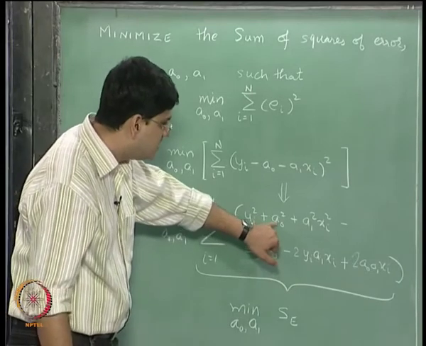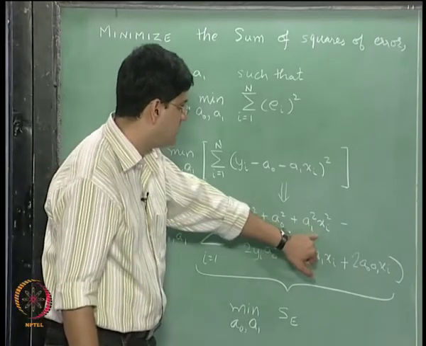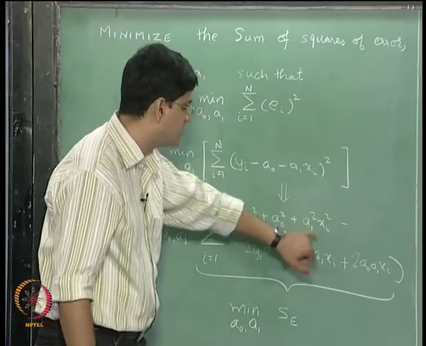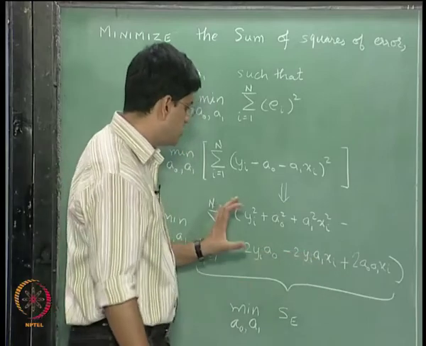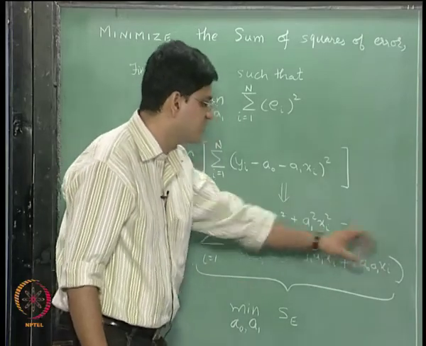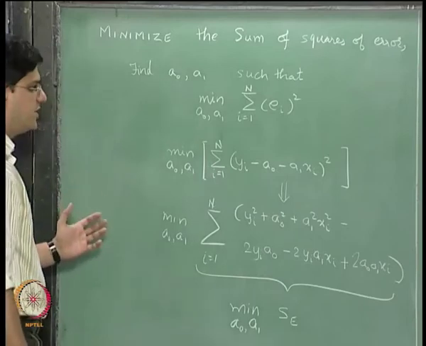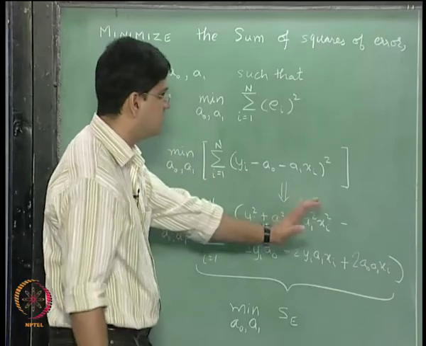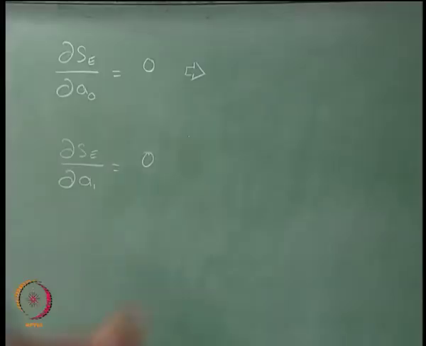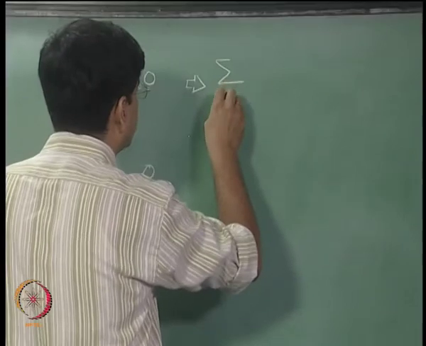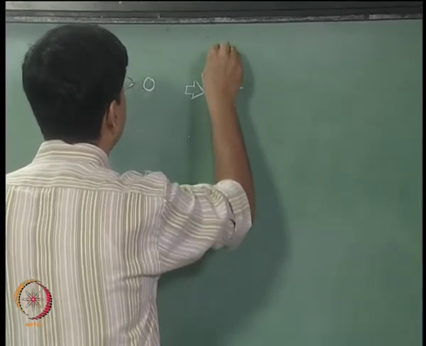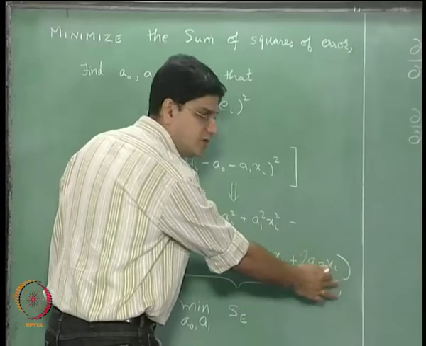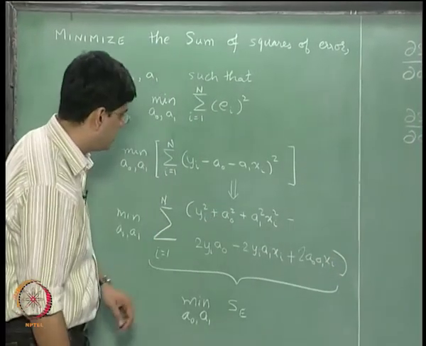This term depends on a0, this does not depend on a0, so d by dA0 of this term will be 0, and so on and so forth. So now we start differentiating this term. Keep in mind that the differentiation operator is a linear operator, so you can take the operator within the summation sign. So we will keep the summation sign outside, summation i equal to 1 to n. Let us look at this particular expression.